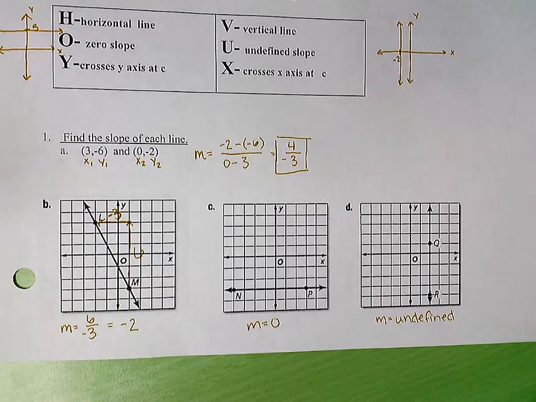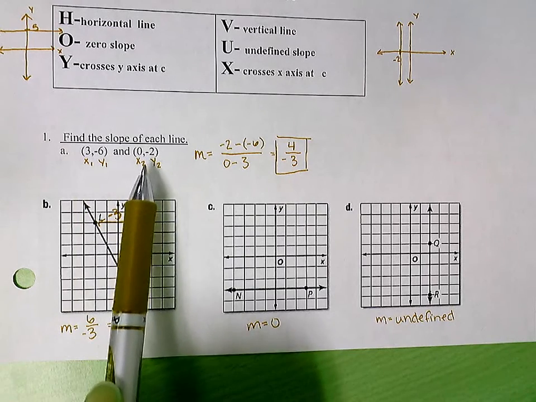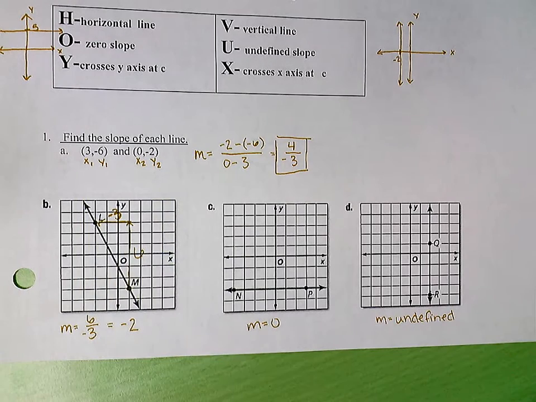Okay, so if you were to ever have 2 points like this, and you had a number such as 2 over 0, once you simplified, that slope would be undefined. It would not be 0. Okay, you can't have a 0 in the denominator. Make sense?